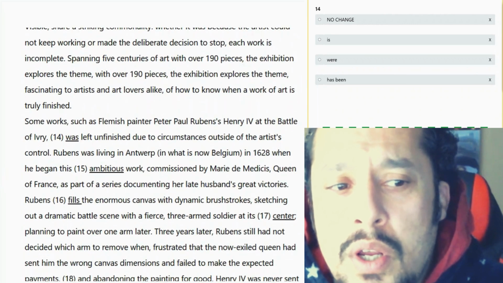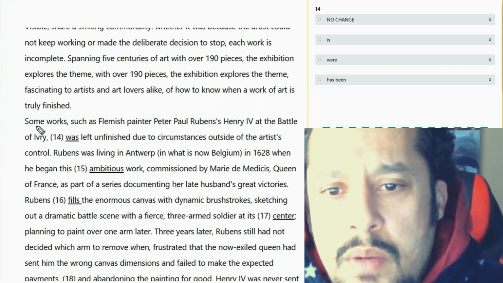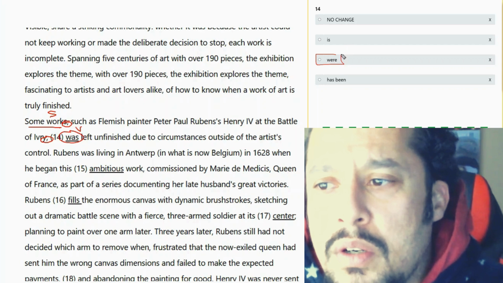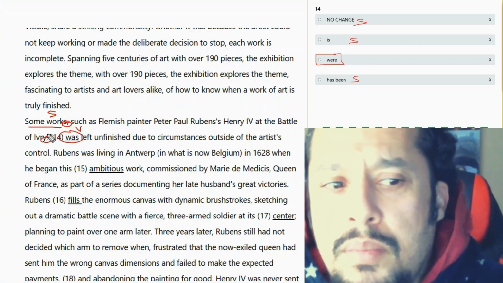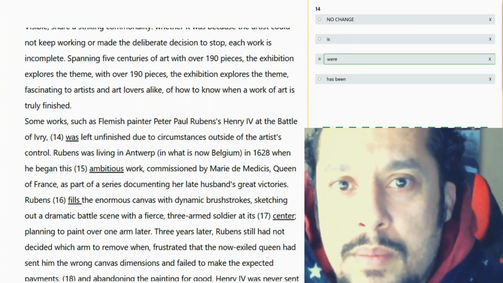Number 14. So some works was, like subject, comma, verb. This is subject-verb agreement. Some works were. Okay. A is singular, B is singular, D is singular. Our subject is plural. So we say answer B, were, subject-verb agreement.